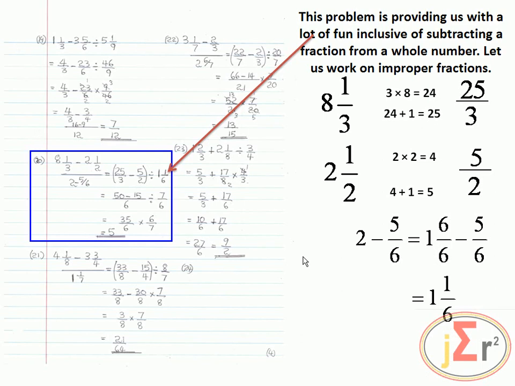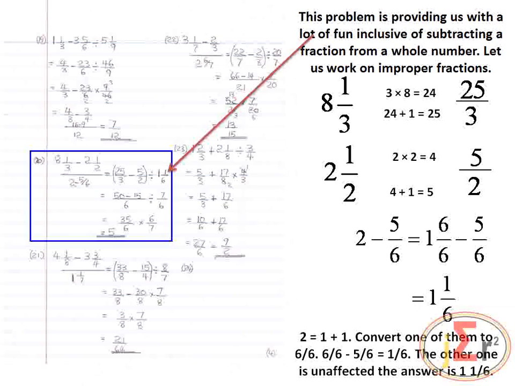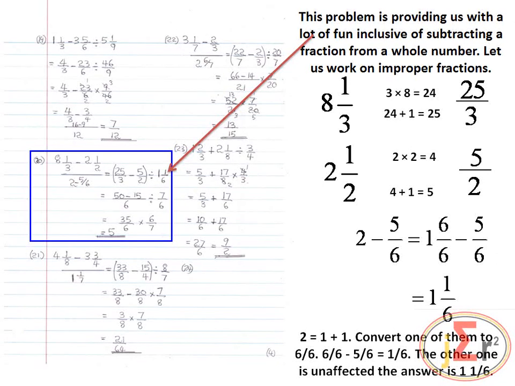And I imagine that we'll maybe convert that to an improper fraction on the next slide. So 2 is equal to 1 plus 1, which is what we are making use of here. So the 2 is converted to 1 plus 1. Convert one of them to 6 over 6. So we have 1 and 6 over 6. So we now subtract 5 over 6 from the 6 over 6 and we get 1 over 6. The other one is unaffected. The answer is therefore 1 and 1 over 6.